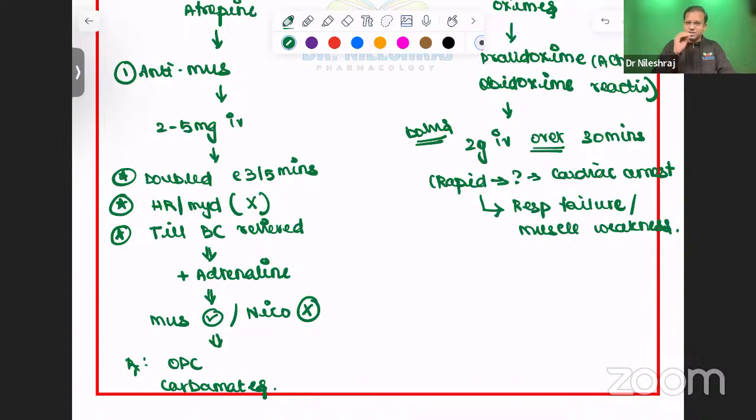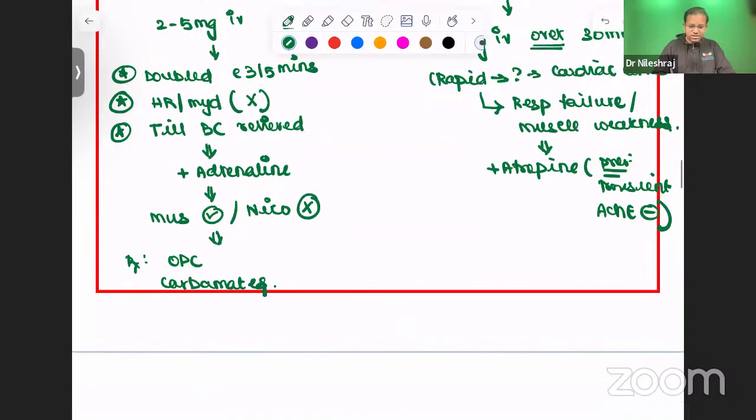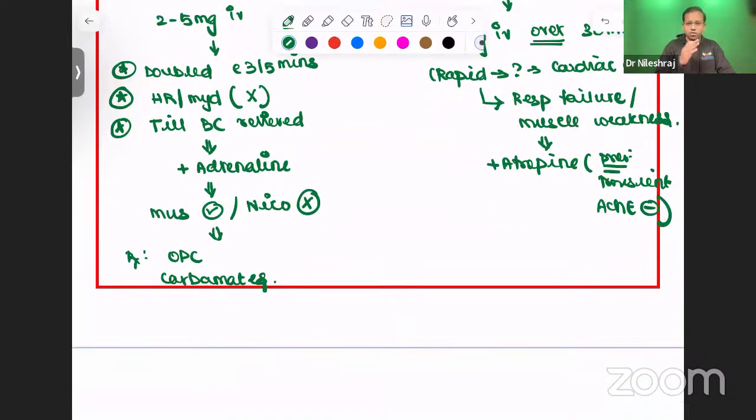To prevent that, it shouldn't be administered as rapid IV. It has to be administered as slow IV. That's the first point. The second point is it must always be administered along with atropine, to prevent, as I've told, transient acetylcholinesterase inhibition. So the treatment is simple, buddies. Either you administer atropine, or you administer atropine with oximes.